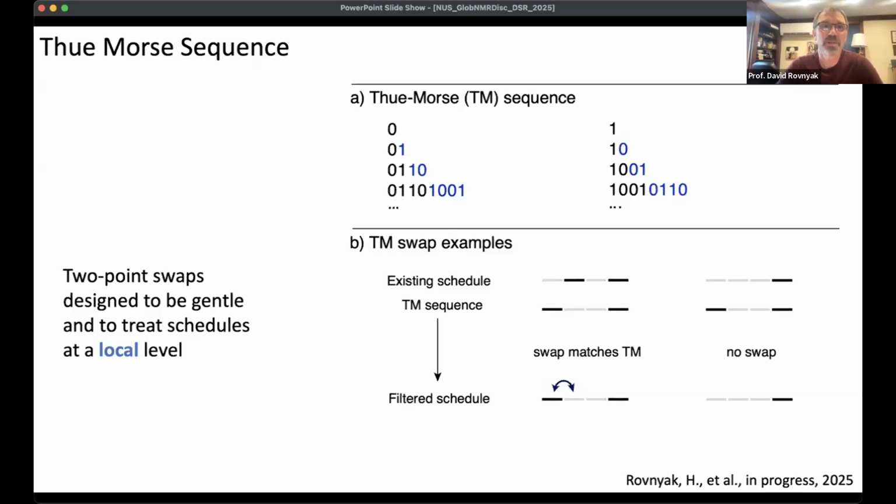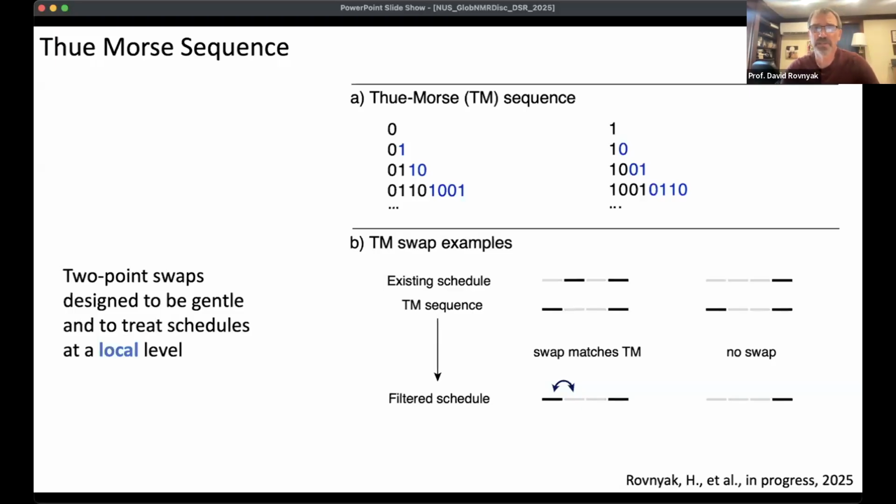So first was to look at local patterns and to use something called the 2-Morse sequence. Really neat sequence. It's an intrinsically decoherent binary sequence, and it has a very useful property. It does not contain triples. So it will not contain, for example, 1 0 1 0 1 0. That's a triple of 1 0. And he devised an algorithm that performs 2-point swaps. So this is designed to be gentle and to treat schedules locally, to go and fix regions that needed the help.